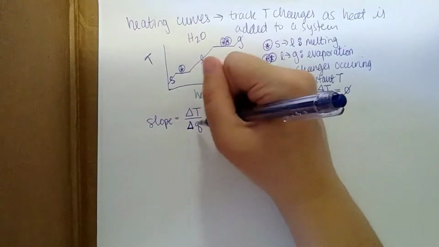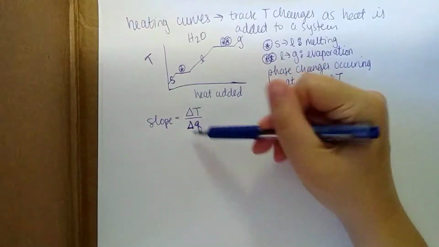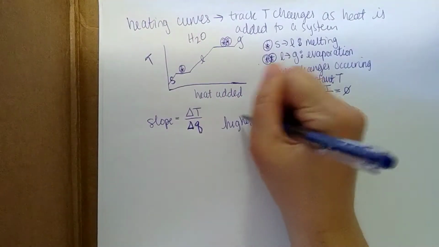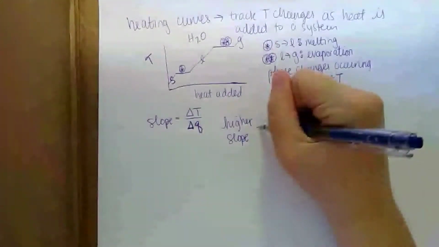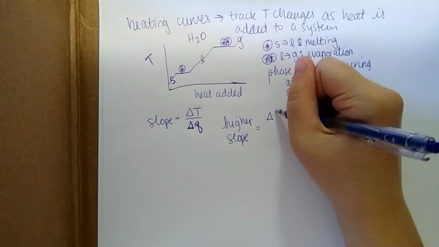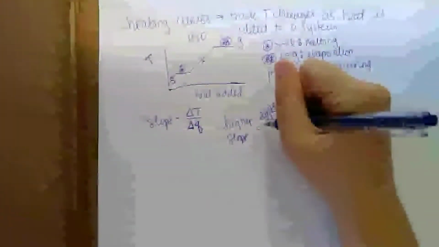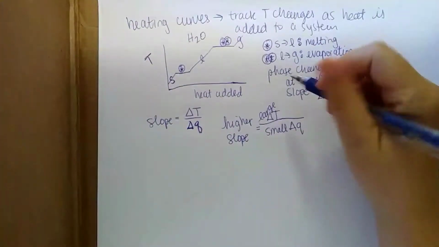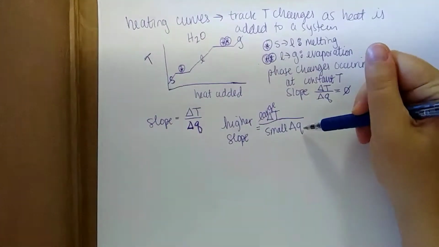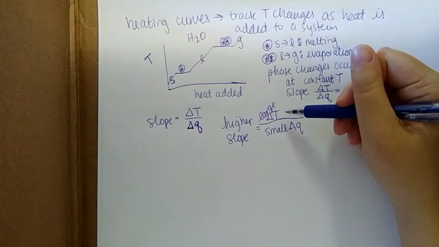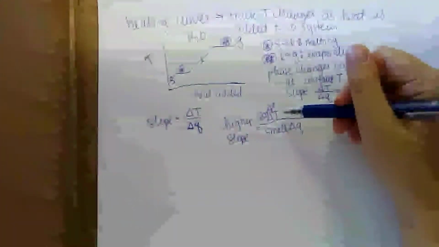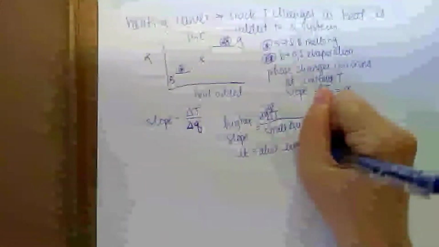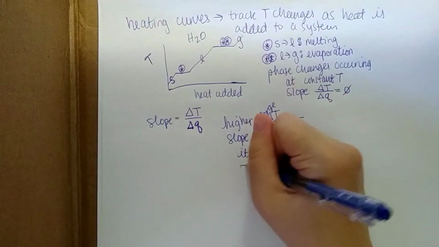And they're going to ask you some questions, kind of qualitative, about what this slope is referring to. So basically, if you have a higher slope, what that means is that you have a large delta T for a small delta Q. So if you add a little bit of energy, a little bit of heat, your temperature changes very rapidly. So what that means is that it takes less heat to change the temperature.